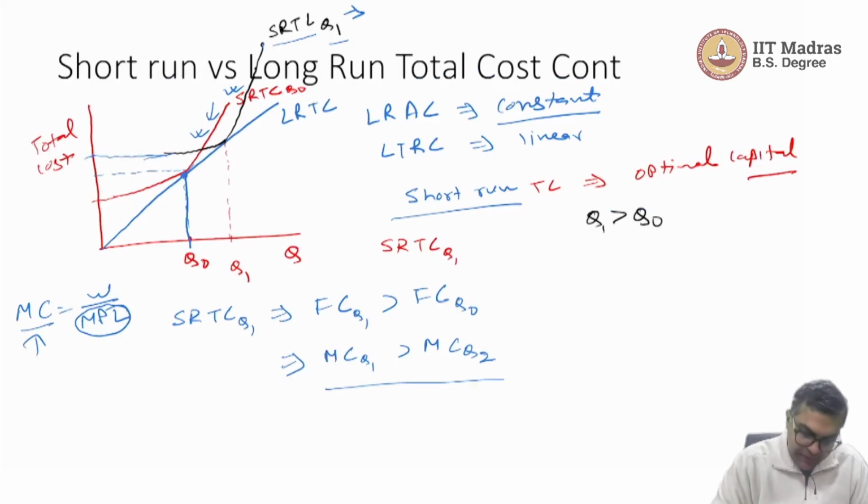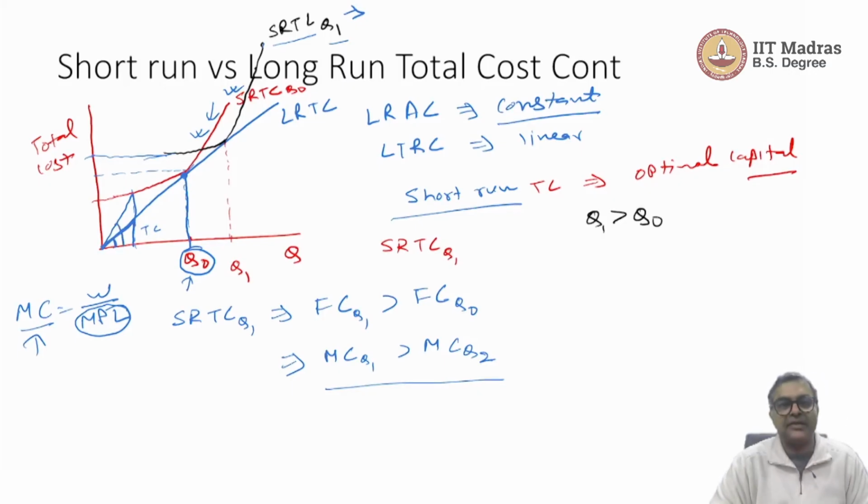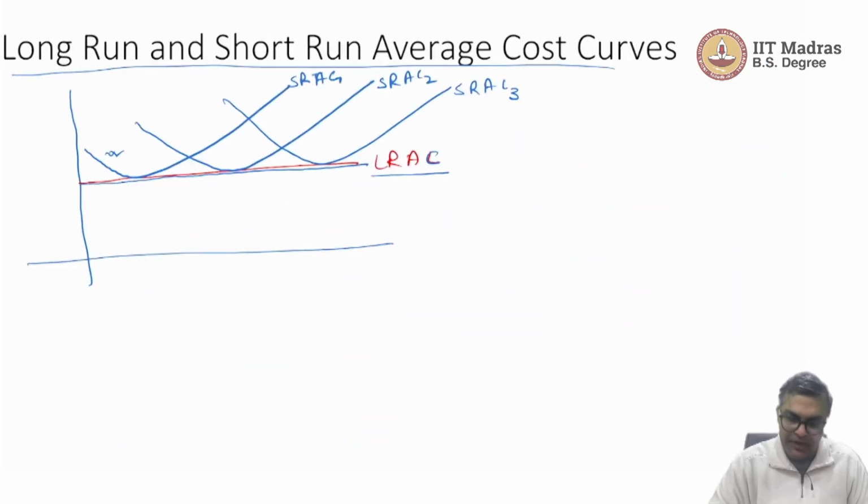At all other places, if capital is optimal for Q naught, then short run average cost, let us say for example at this level, is going to be higher, because this angle, this is the total cost. So, this angle will give us average cost for the long run, and this angle will give us the average cost for the short run. So, everywhere it is going to be higher.